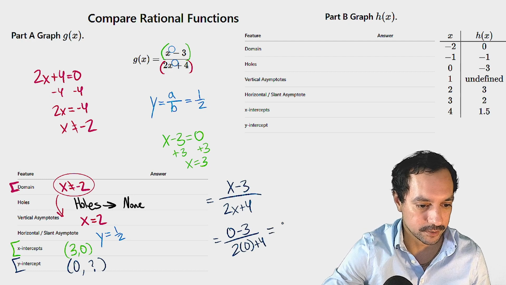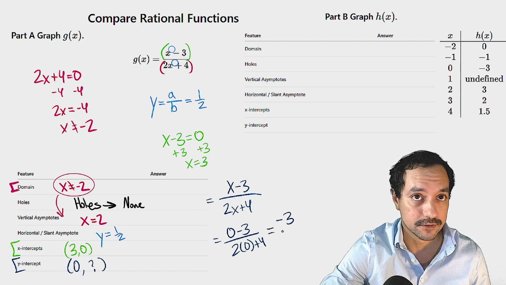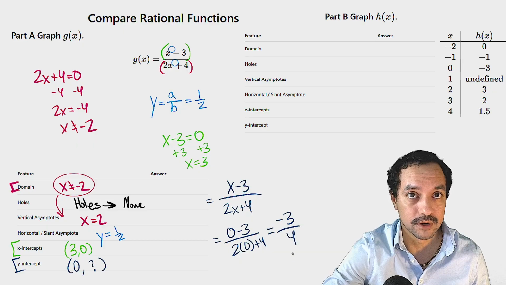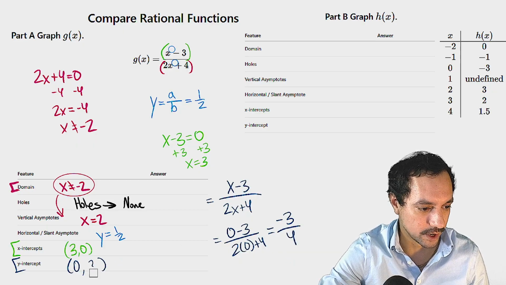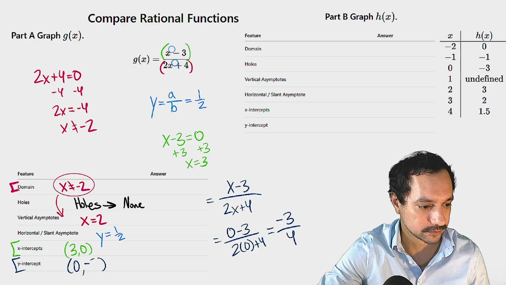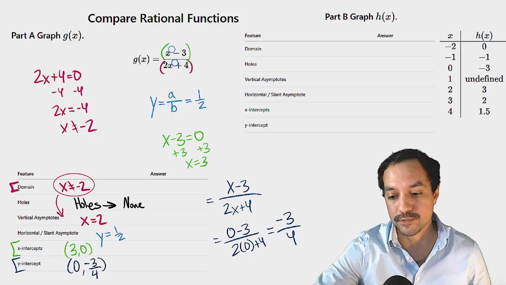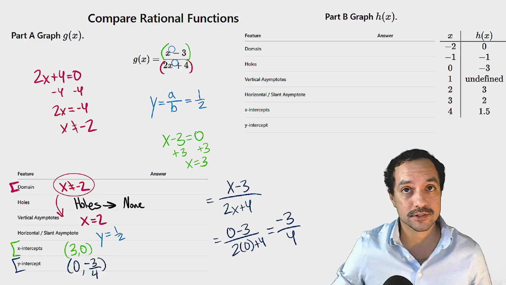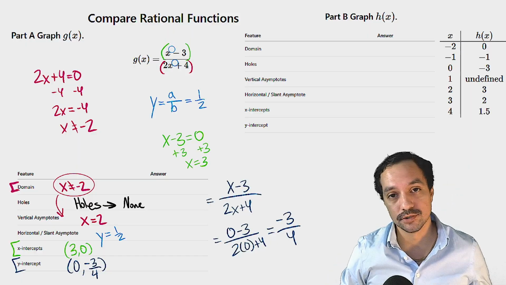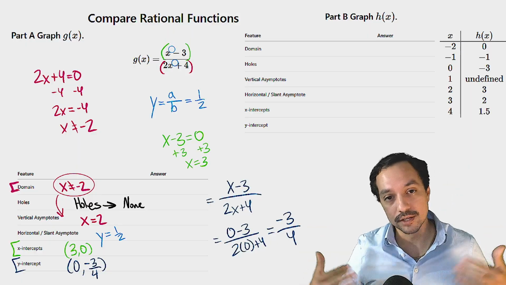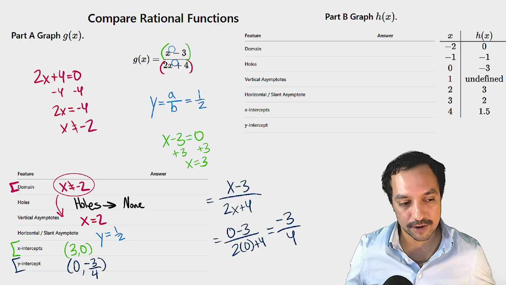All right, from there we're going to simplify, so we get negative 3 over 4. And that is the value of my y-intercept. Okay, so we found all the key features, and essentially what we would do from here is use those key features to start compiling together the graph.